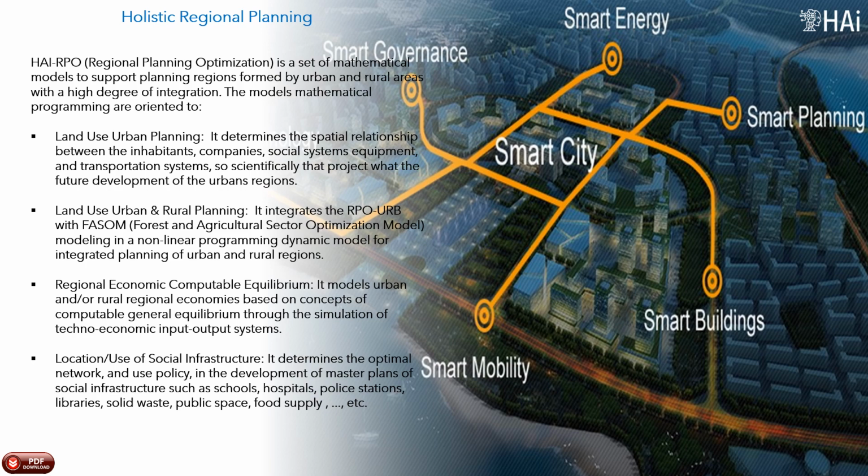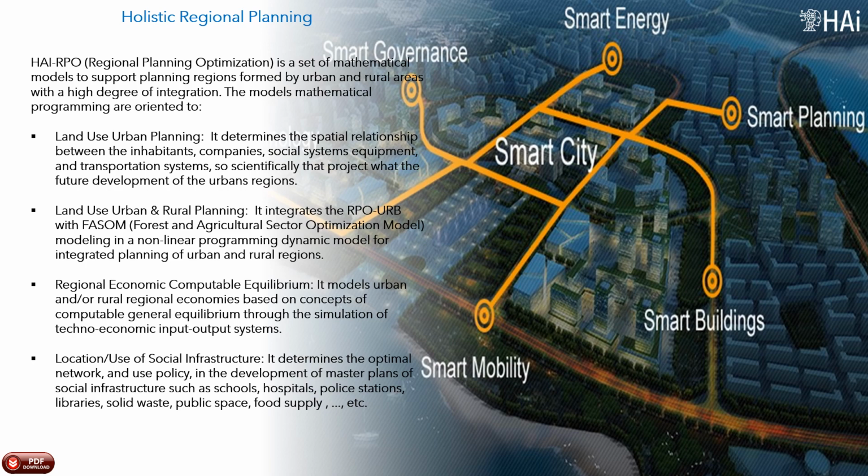Land use urban and rural planning integrates the RPO-URB with FOSSUM, forest and agricultural sector optimization model, modeling in a nonlinear programming dynamic model for integrated planning of urban and rural regions. Regional economic computable equilibrium models urban and/or rural regional economies based on concepts of computable general equilibrium through the simulation of techno-economic input-output systems.